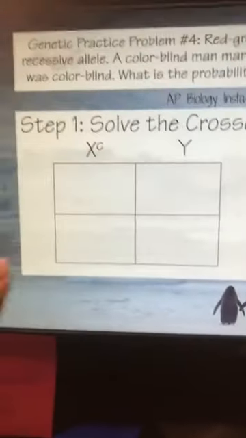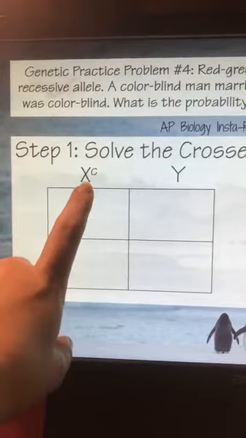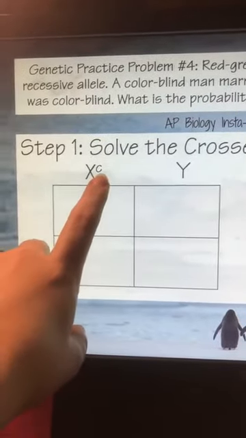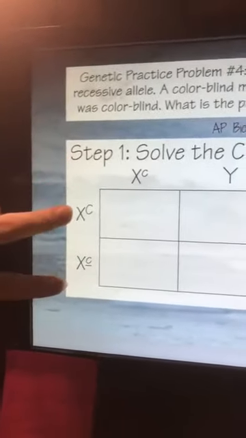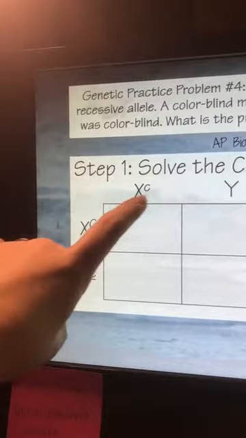It says that she marries a colorblind male. So the person that she mates with is colorblind, so he also has that recessive allele. If we set this up on our Punnett square, this is her husband, who is colorblind. So we have a lowercase c here, and of course he's XY because he's a male. And then of course we put her over here.